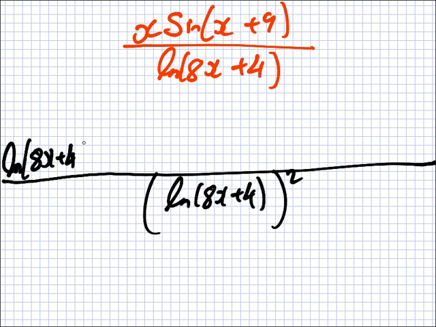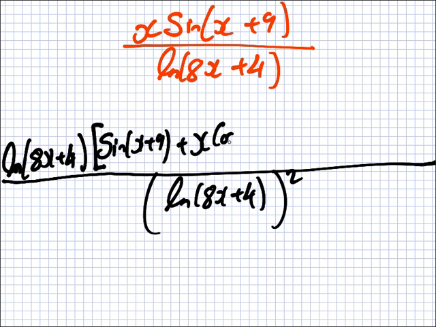derivative of the top. So that's 1 times sine(x plus 9) plus x times the derivative of sine. Derivative of sine(x plus 9) is cos(x plus 9), and the derivative of x plus 9 is 1. So that was the chain rule at the end of the product rule.